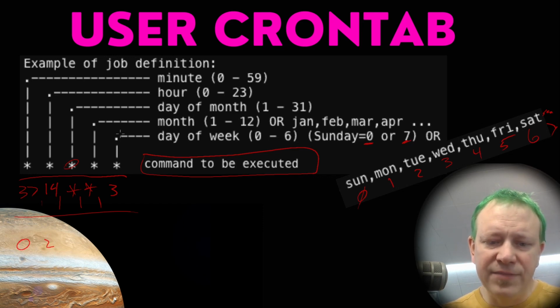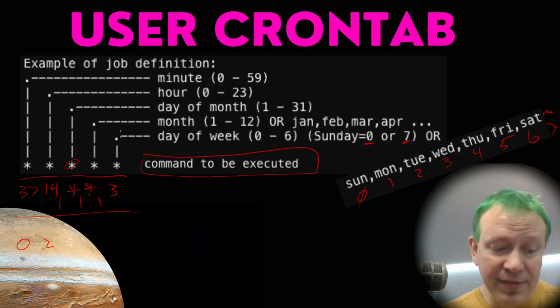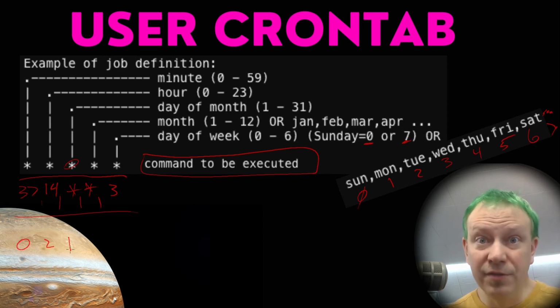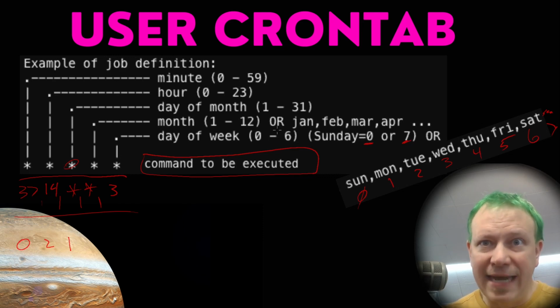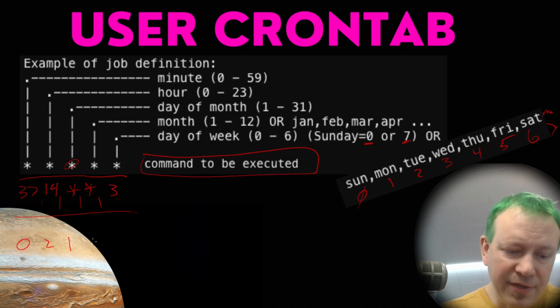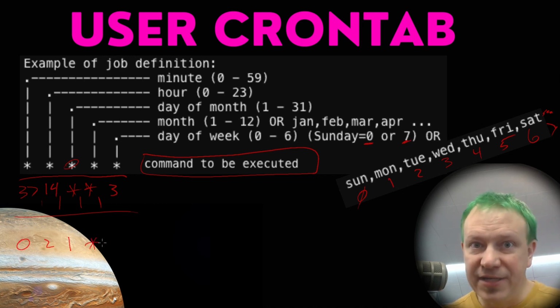Let's see, the next field is what day of the month. The first day of the month is what I said. So the first day of the month. What month of the year? So month 1 through 12. Well, every month. I want it to happen the first of every month. So this fourth field is going to be an asterisk.